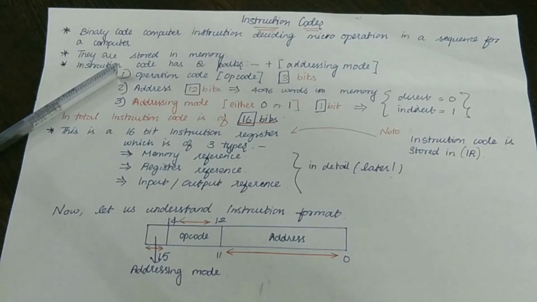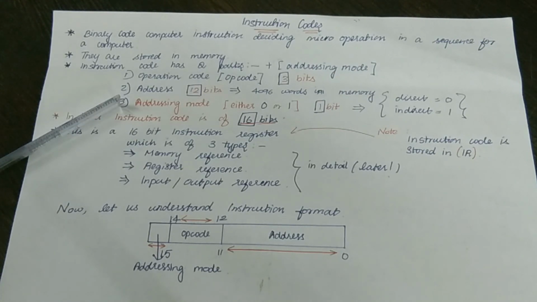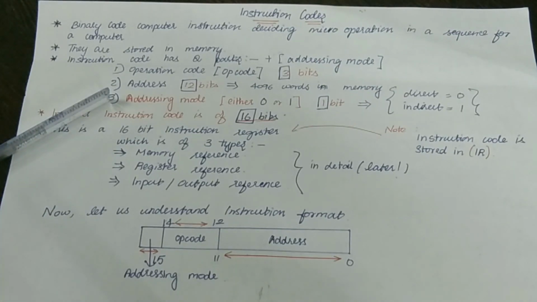Operation code is also known as opcode, which is 3 bits. Address bits is 12 bits and decides the address of that particular instruction code. In memory, there are a total of 4096 words, each with address bits of 12 bits. Addressing mode is 1 bit, which can either be 0 or 1.